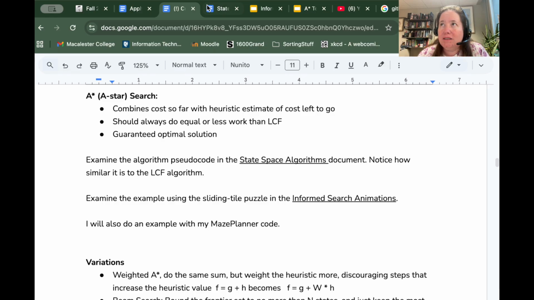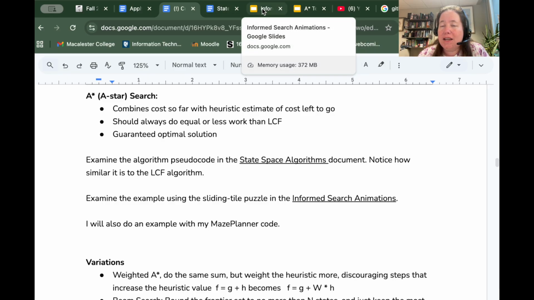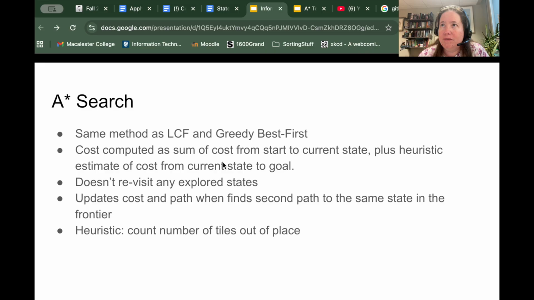All right, let's go and look at what that looks like on the 8 puzzle. So A star search, same method. The cost is the sum of the cost from start to current state. This is a simple one because all costs are equal, so we're just adding up the number of moves. And the heuristic estimate gets added in, which is how many moves we think we need to do from there. And the heuristic, again, is to count the tiles that are out of place.